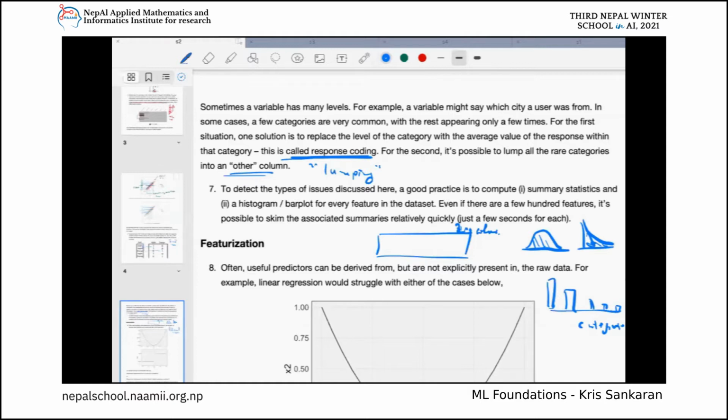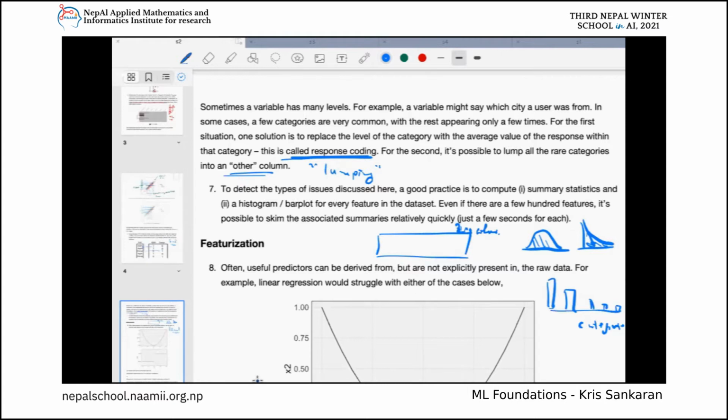Okay, any questions about any of the pre-processing that we've done? Otherwise, I'm going to move into featurization. I'll wait a couple seconds in the chat. Okay, I'm going to move on to featurization.